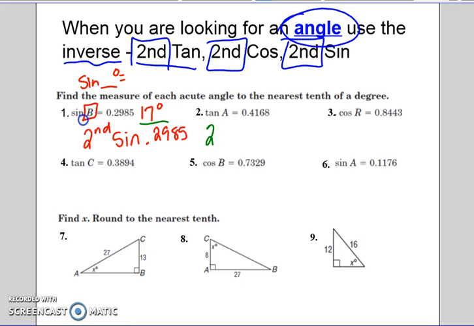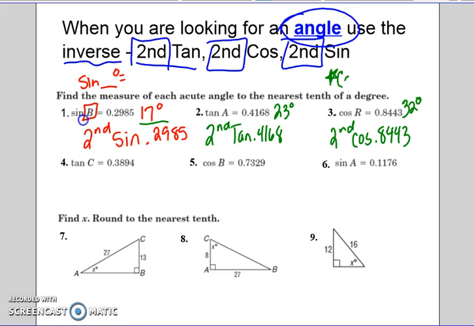So again, on this one, you're going to hit second tan 0.4168. And you should get 23 degrees. Remember, because you need to round up because it's 22.6. And then here would be second cosine 0.8443. And you would get 32 degrees. Again, remember to make sure that your calculator is in degree mode.